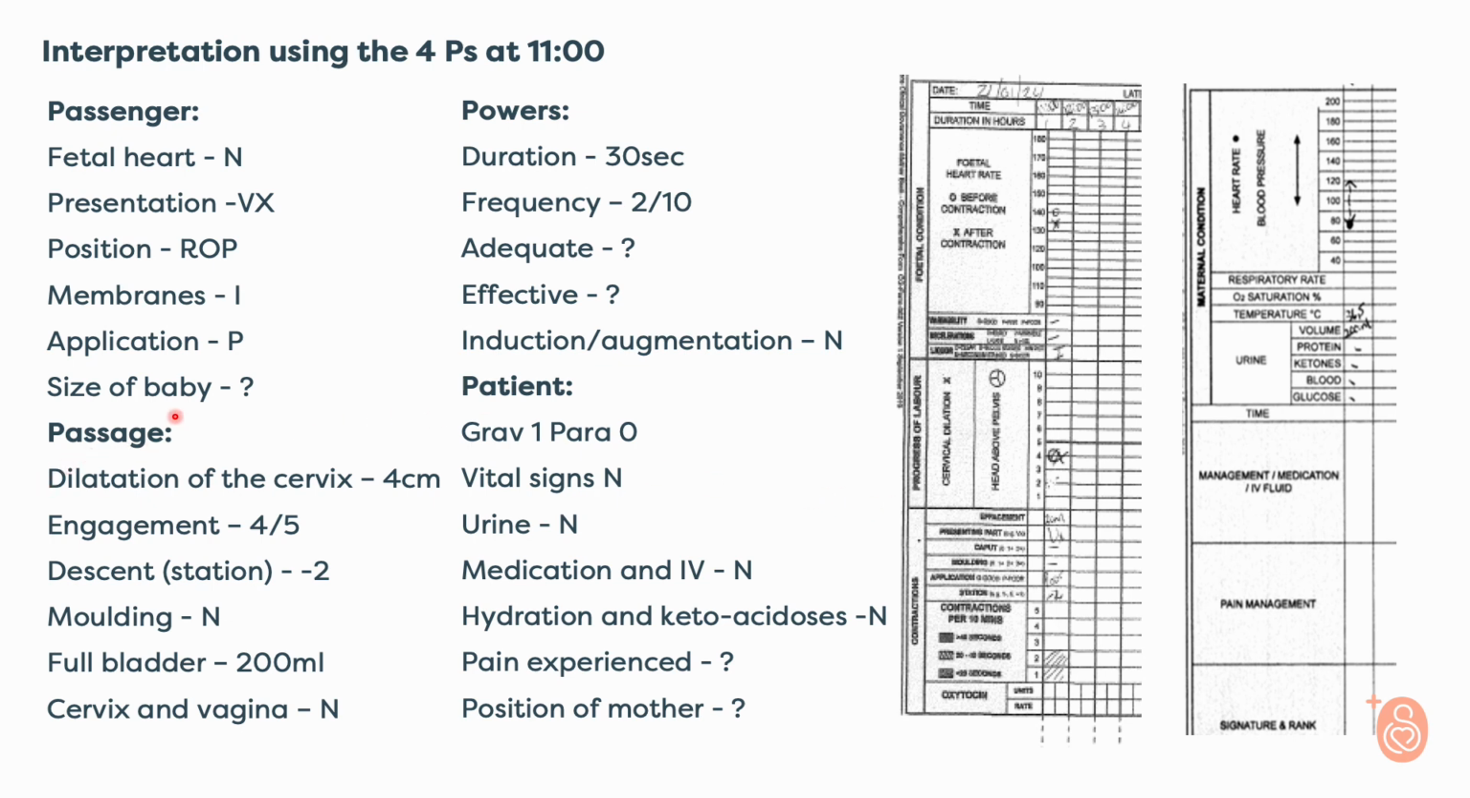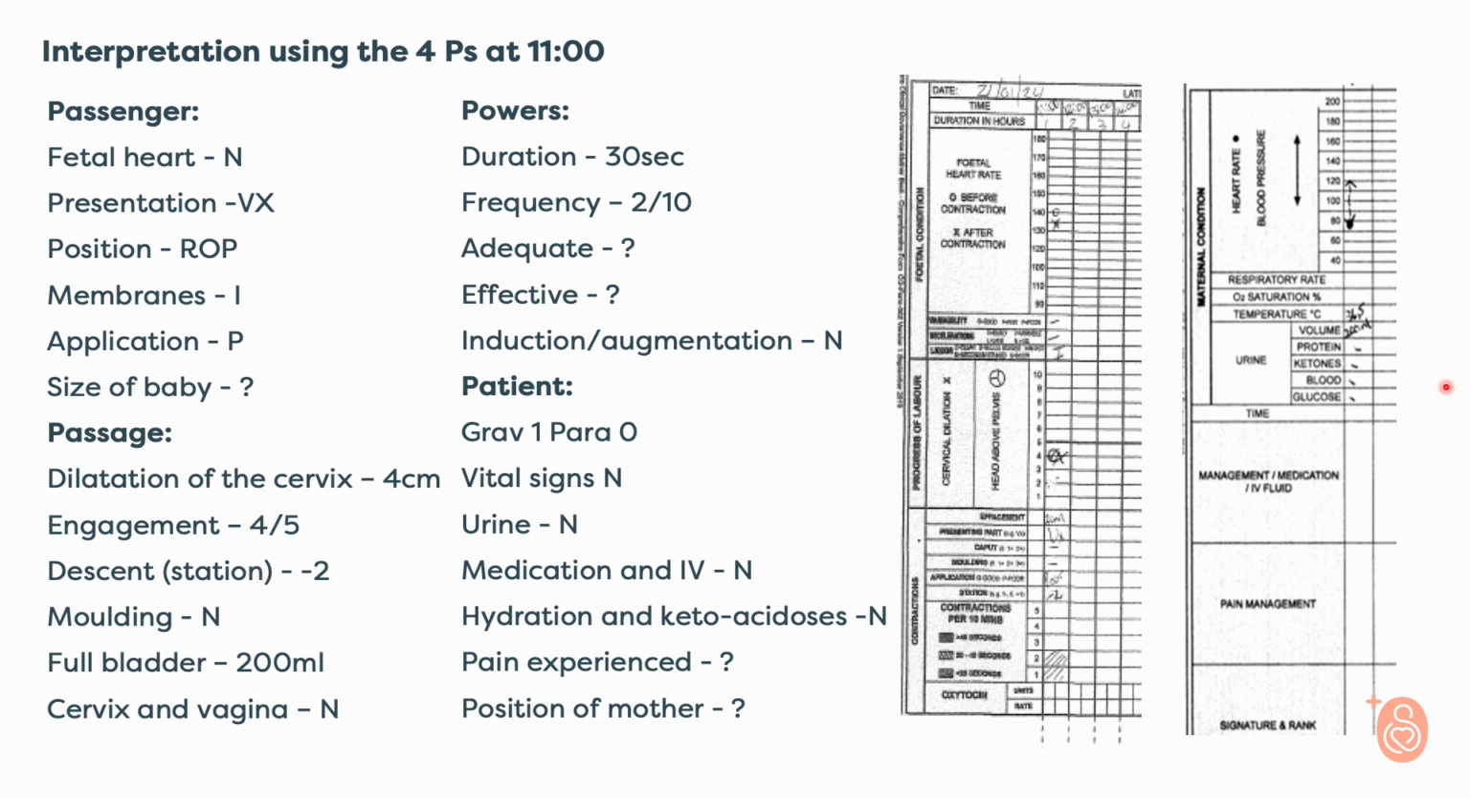Now, if we look at the passage, that's now our second P that we are going to interpret. We see in this case that the cervix is 4 centimeters dilated. So this patient is still in the latent phase of labor. And we see that the engagement, this is this circle here, which tells us where above the brim of the pelvis the head is lying. And we see that the engagement is 4/5.